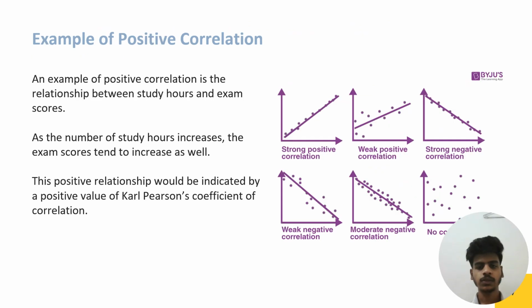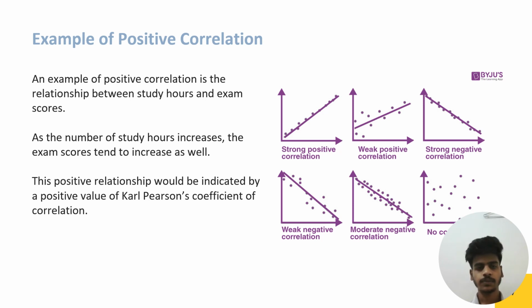Example of positive correlation. An example of positive correlation is the relationship between study hours and exam scores. As the number of study hours increases, the exam scores tend to increase as well. The positive relationship would be indicated by a positive value of Pearson's coefficient of correlation.